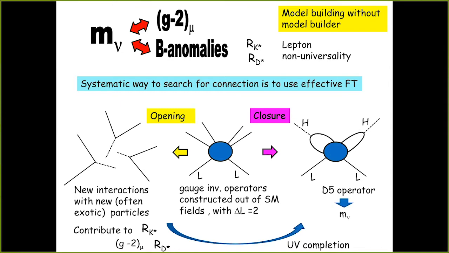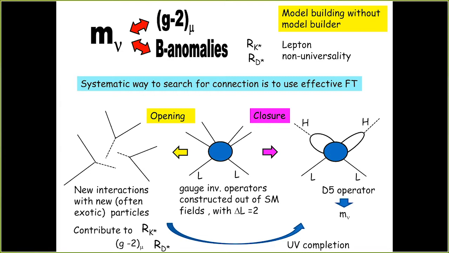Then you close these lines, like for instance here, with 2 Higgs fields. This is precisely the D5 operator, which generates neutrino mass. Or you can move in the opposite direction. You can open this box or this circle and see which kind of renormalizable interactions you can introduce to reproduce this operator. This gives you new interactions and new particles, which can contribute to these anomalies, RK, RD, G-2, and simultaneously give you the completion of your operator for generation of neutrino mass.